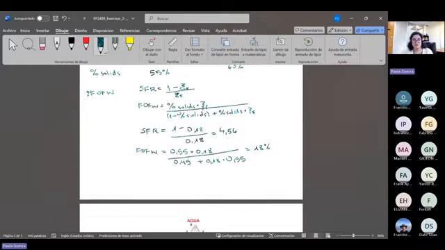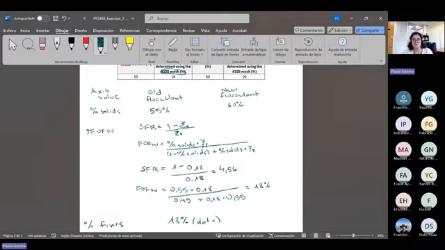And finally, we're going to calculate the percentage of fines, and that value we already know is 18%. That was from the data. This one's directly from the data, and this one is also directly from the data. So these are the conditions of the old flocculant. Now we're going to determine the conditions of the new flocculant. I'm not going to repeat the formulas. I'm just going to give you the final values.